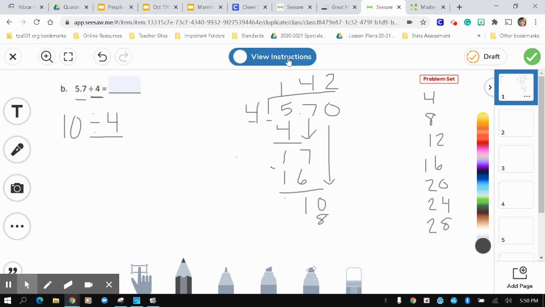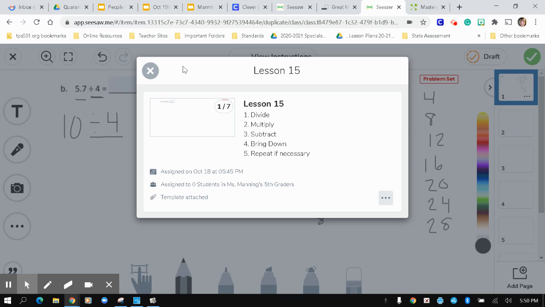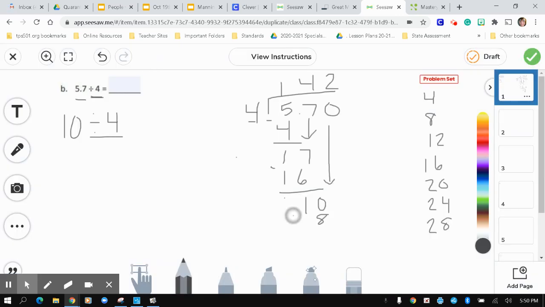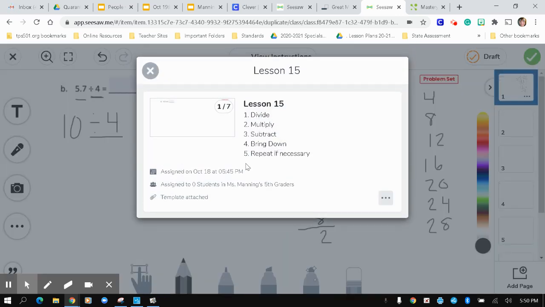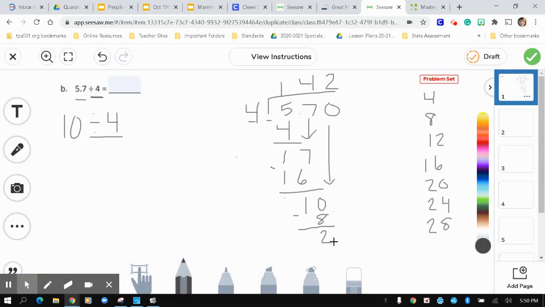Now I'm at step 3, subtract. 10 minus 8 is 2. So now I'm at bring down. I don't have anything to bring down, but I haven't ended in that nice little 0. So I'm going to bring down another 0.